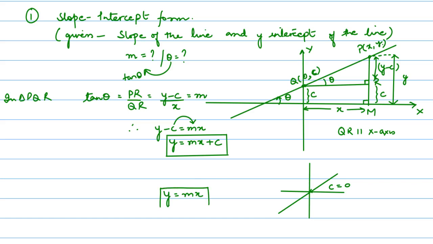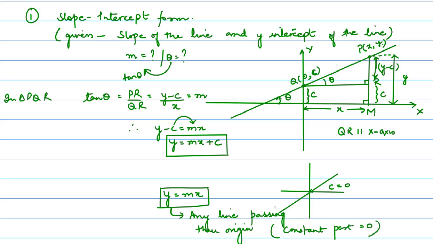You should always remember that any line passing through the origin will be of the above form. That is, any line which passes through the origin will be a linear equation in two variables, but it will not have the constant part. That is, the constant part would be 0. I hope you have understood the proof of this.